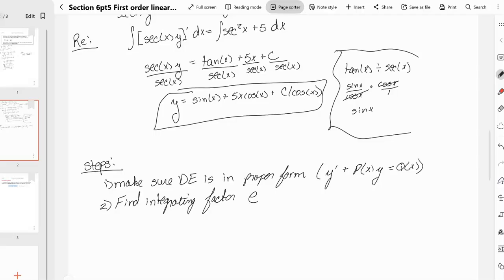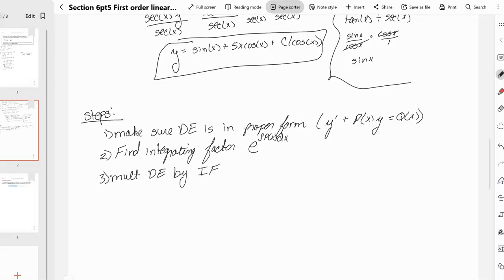The integrating factor is always e to the integral of p of x dx. You're going to find that and simplify it, and then step 3 is to multiply through. So multiply that differential equation by the integrating factor, and that's going to allow you to rewrite that left-hand side.